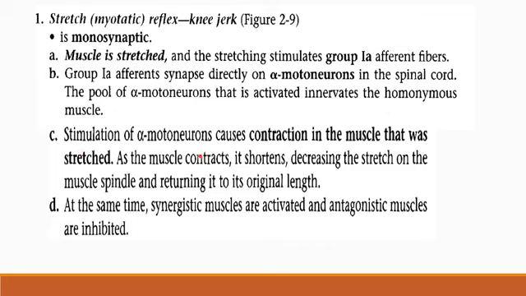The stimulation of alpha motor neuron causes contraction in the muscle that was stretched. As the muscle contracts, it shortens, decreasing the stretch on the muscle spindle and returning to its original length. At the same time, synergist muscles are activated and antagonist muscles are inhibited. Okay, so don't worry about all these things, afferents, alpha motor neurons. These will be coming in the coming classes.